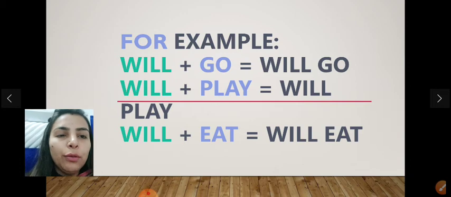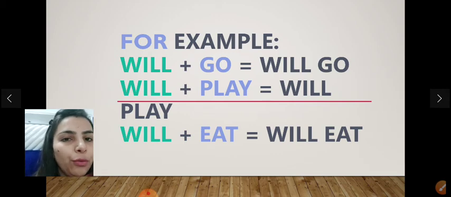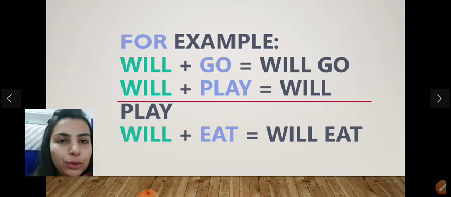Next, will plus play equals will play. I will play in the park tonight. So here I use will with the base form of the verb, which is play, and it becomes will play. Then it describes the simple future tense.